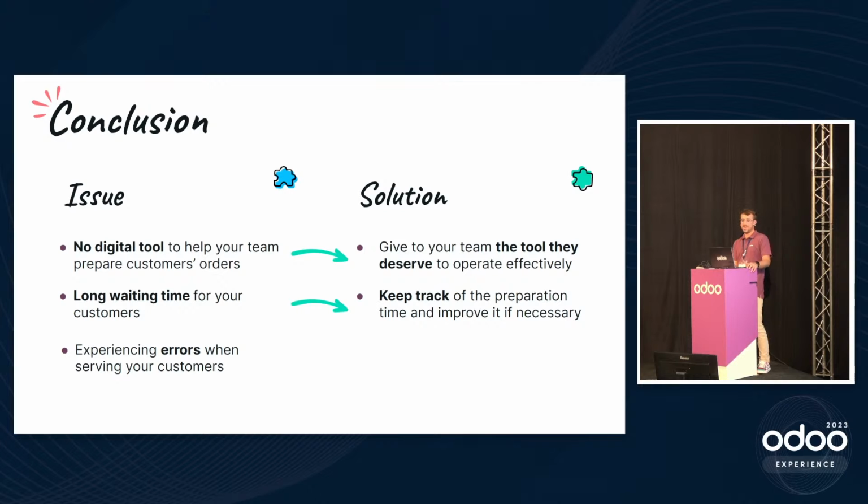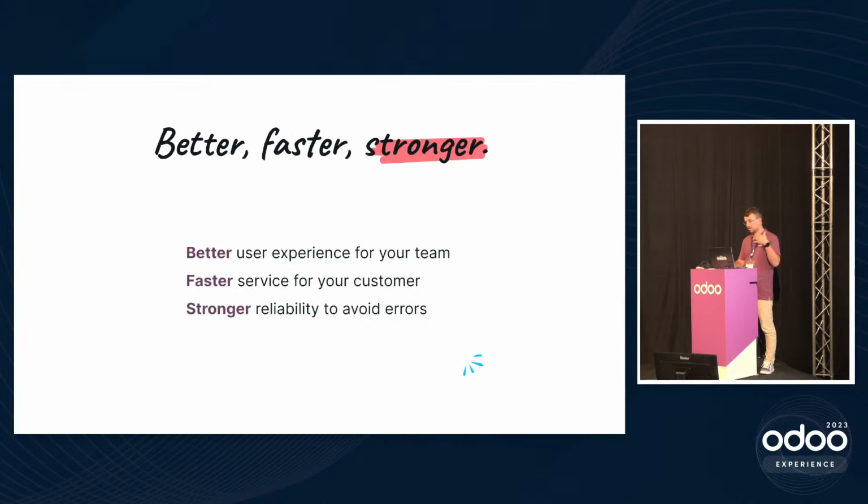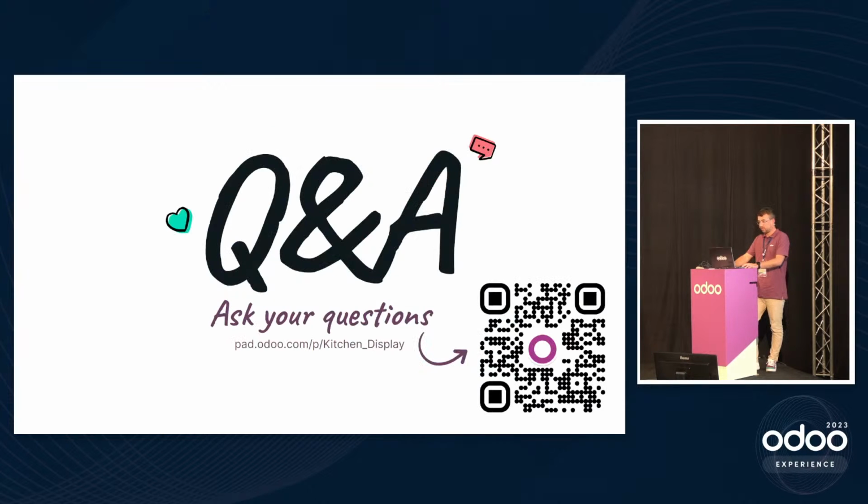And finally, we sometimes had errors when serving our customers, but now, thanks to the kitchen display, all the information needed is available, readable, easy to use, and in real time, so we can decrease massively the potential number of errors. So we have a better user experience for the team. We have a faster service for our customers, so better retention, better loyalty, and happy customers, and we have stronger reliability to avoid errors. So that's it for me for the demo.